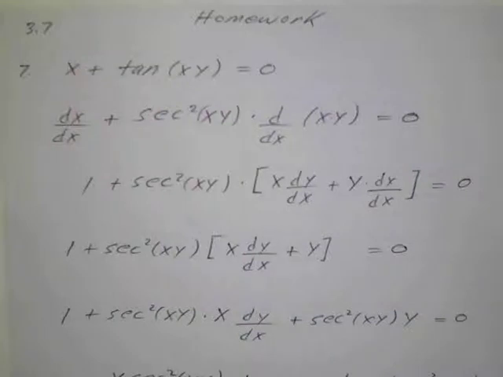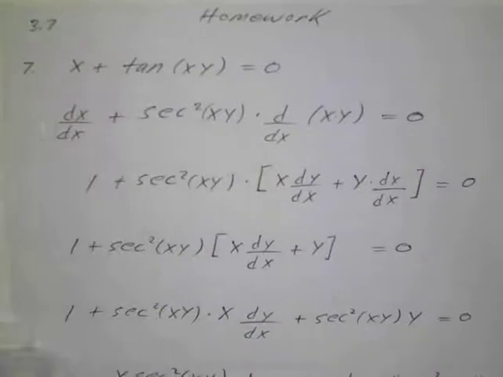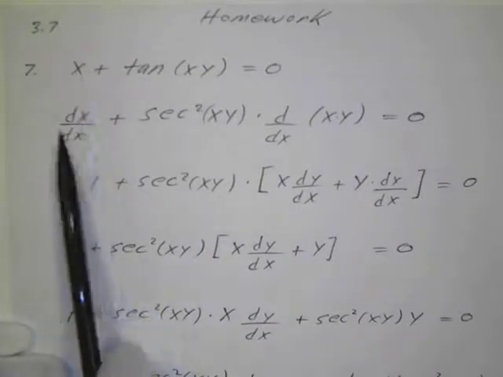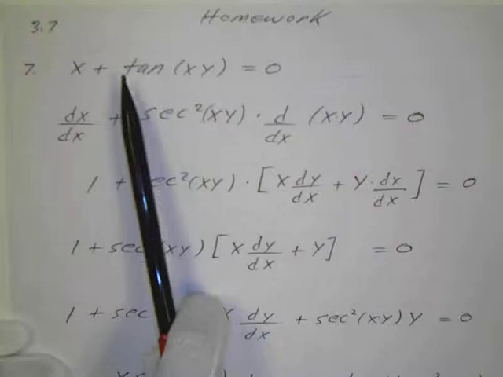Okay, another implicit differentiation, number 7 on section 3.7. And this is x plus the tangent of xy equals 0. So again, we take the derivative implicitly. So the derivative of x is just 1 dx/dx plus the derivative of the tangent.